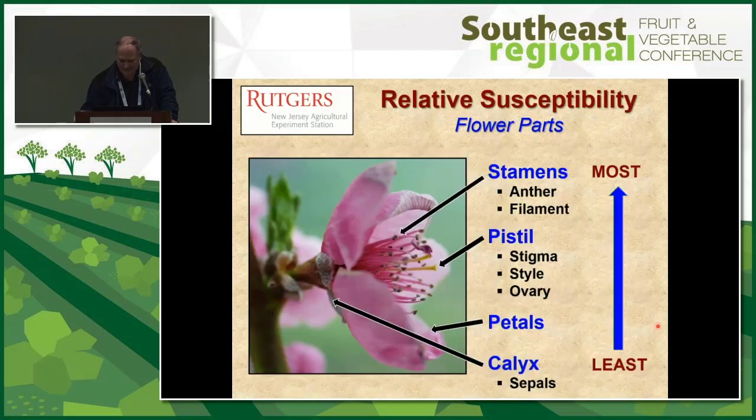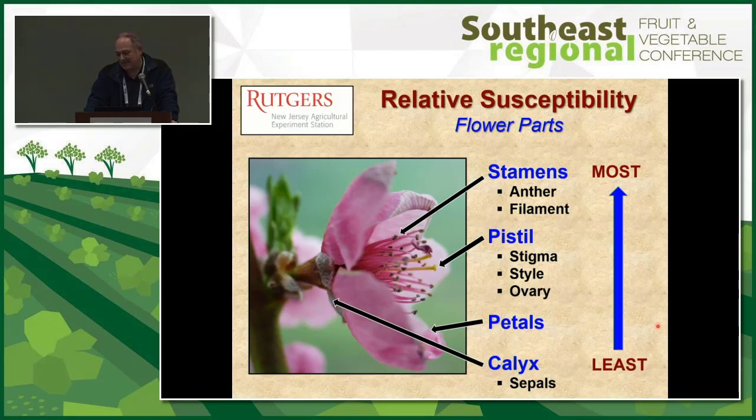Okay, all right, what about susceptibility of the flower parts? Well, the sepals at the base, which together make up the calyx, and the petals are the least susceptible. Okay, in fact, I've inoculated closed flowers directly with as many as 50,000 conidia per mil and get no infection. All right. Now, the pistil and the stamens are susceptible, and all parts of them, the stigma, style, and ovary down at the base, all on the pistil, and then the anther and filaments are all susceptible.